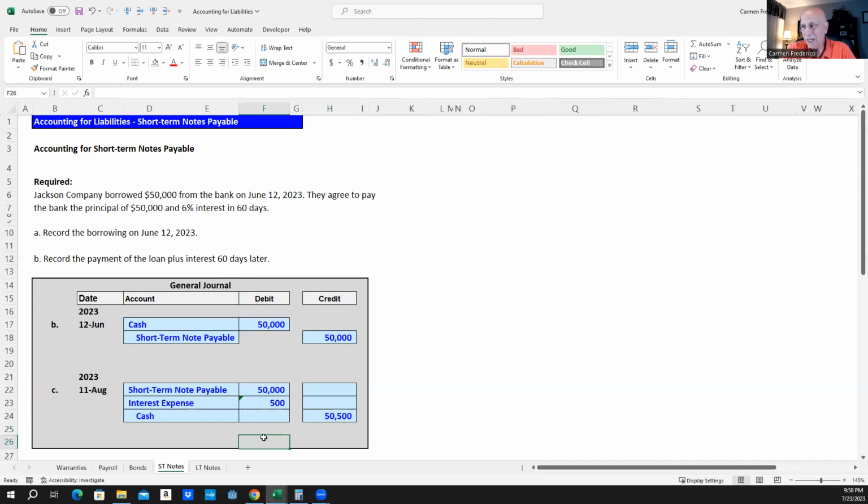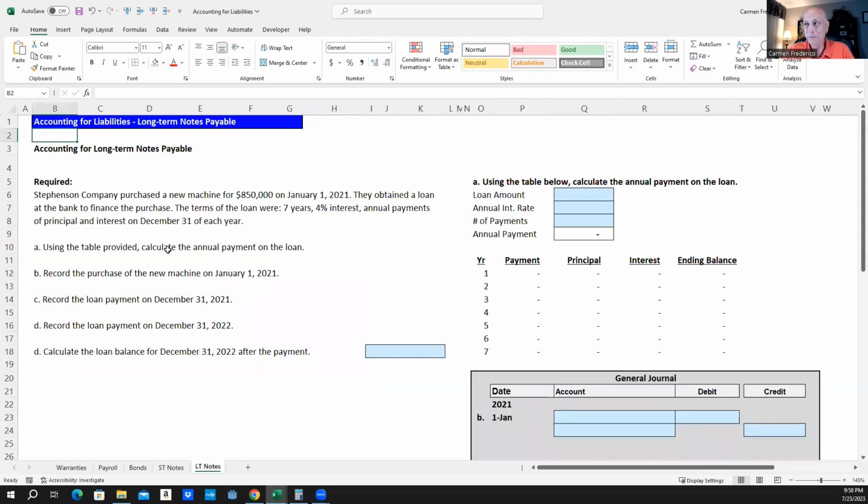Okay, so we borrowed the money for 60 days and we kept our promise and paid the bank back the principal plus the interest, $50,500. Okay, that's what counts for a short-term note payable. Let's take a look at the long-term note payable.